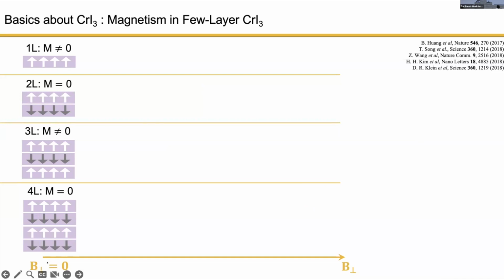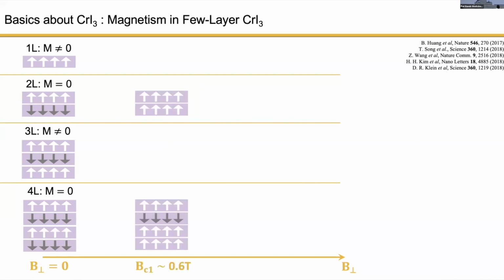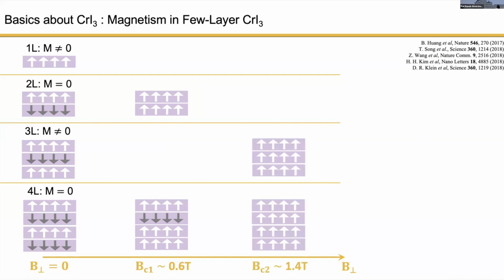When people apply the magnetic field, since now we have this kind of layered antiferromagnetic order, it will undergo these spin flip transitions. There's a first spin flip transition field around 0.6 Tesla. This corresponds to the outermost layer being flipped along the field direction. And then at a higher field, there's another spin flip transition that is about 1.4 Tesla. This corresponds to the inner layers here flipping along the field direction. So that's for the few layer cases.